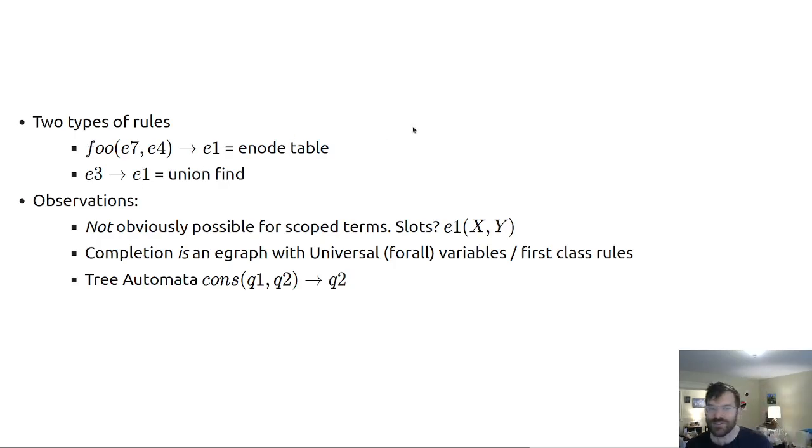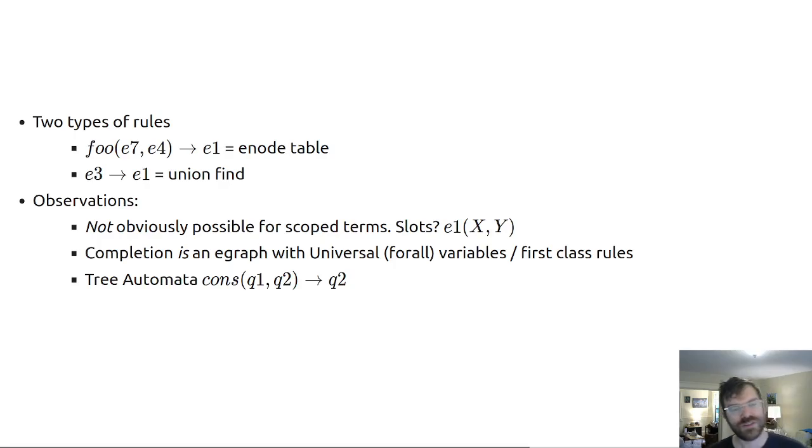Some observations. This is not obviously possible for scope terms. You can't just invent new constants, flat like atomic constants, and then transmit things that have come into scope into the deeper parts of the term. It just doesn't work. Maybe an approach to this is using something akin to slots, a presentation that was given at EGraphs 2024, where instead of having atomic E-class IDs, we have E-class IDs that can accept parameters of some kind.